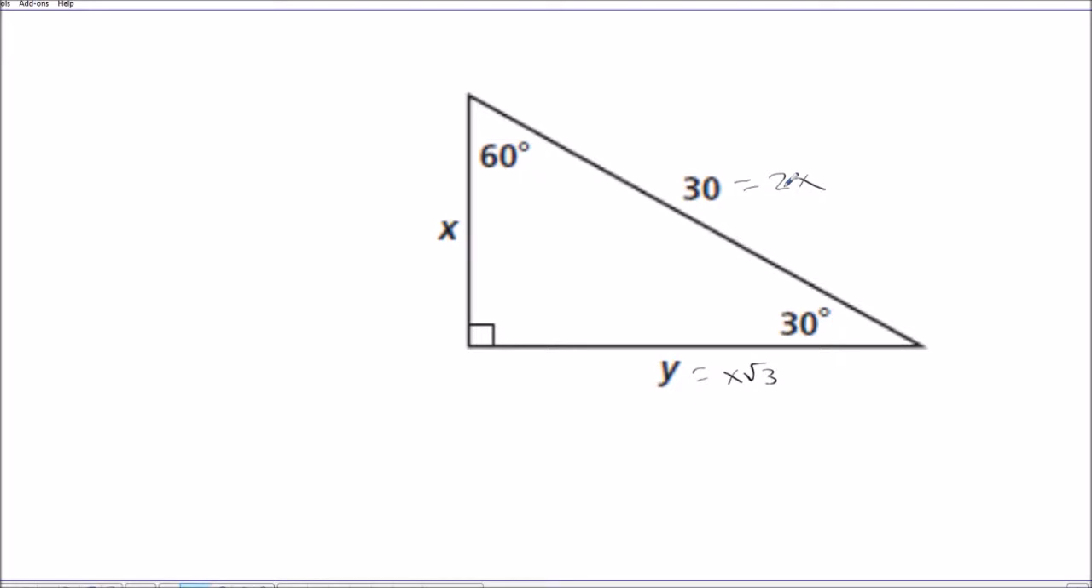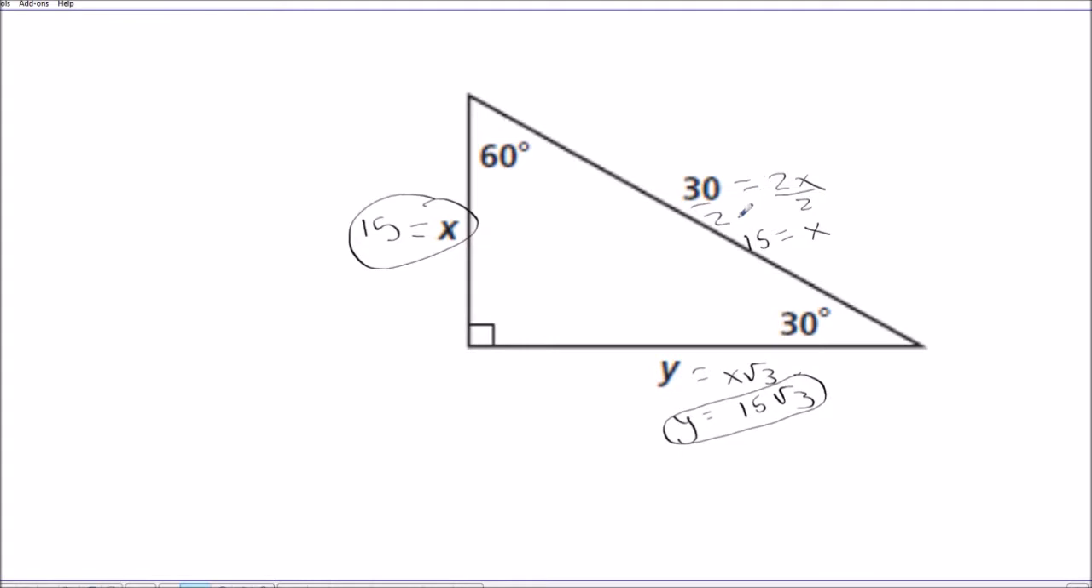And so what I'm going to look for is, of those three equations, which one do I know how to solve? It is absolutely this one on the hypotenuse. And so I'm going to divide by 2. And so I get 15 equals x. So I can say, hey, x is 15. I just answered that part of the question. And then down here, that says x root 3, so that equals 15 root 3. And this, folks, is done.